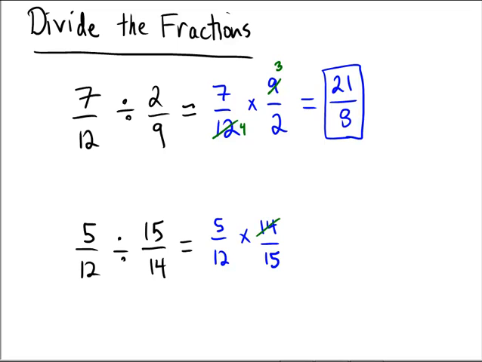The number 2 goes into both 14 and 12. 2 goes into 14 7 times, 2 goes into 12 6 times, and the number 5 goes into 5 and 15. So 5 divided by 5 is 1, and 15 divided by 5 is 3.